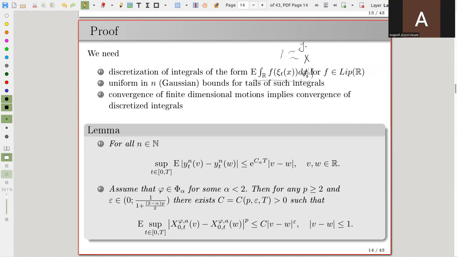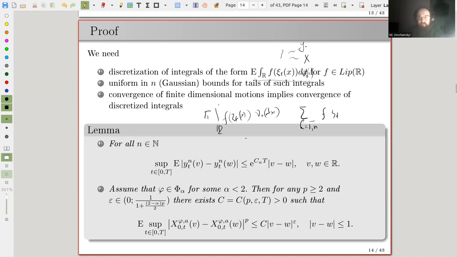Then what does discretization mean? Discretization means that instead of this integral of f dmu, I want to consider the sum from k=1 to n of f(xi(t)). Suppose I also have some s, and I consider this interval in R, and here I take minus s plus sk over n, times mu zero of the corresponding part.